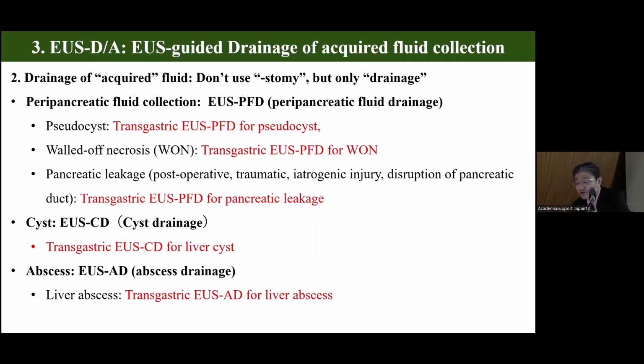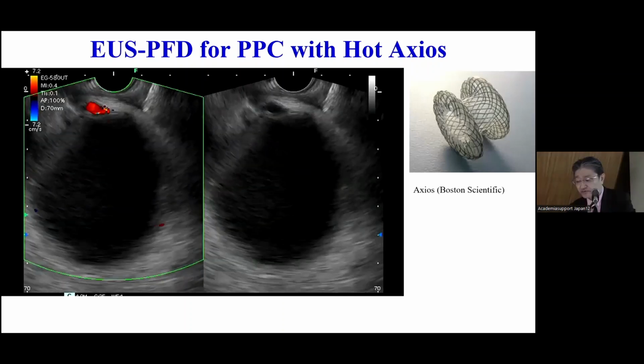Okay. Drainage of acquired fluid collection: peripancreatic fluid drainage, pseudocyst, walled-off necrosis, leakage. These target regions disappear after effective drainage, so we don't use stomy or anastomosis. It is only a drainage. We use transgastric EUS-PFCD for pseudocyst. So the approach route is included in our terminology.